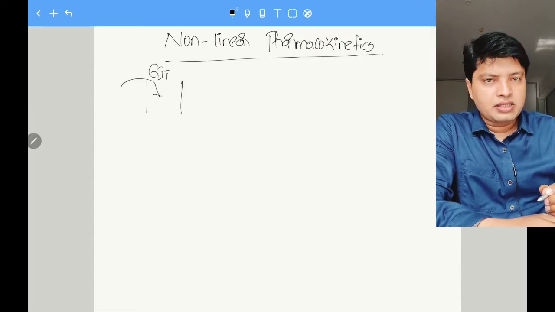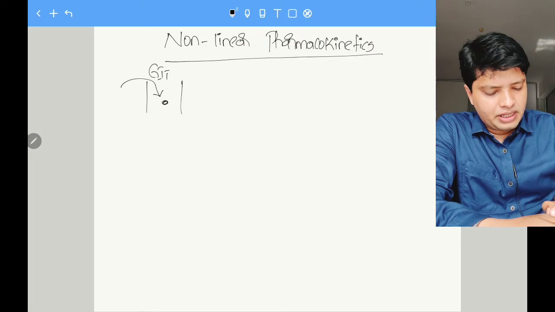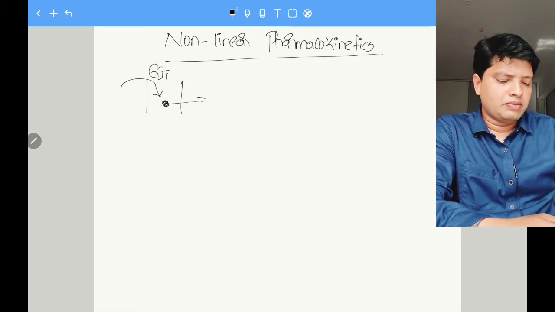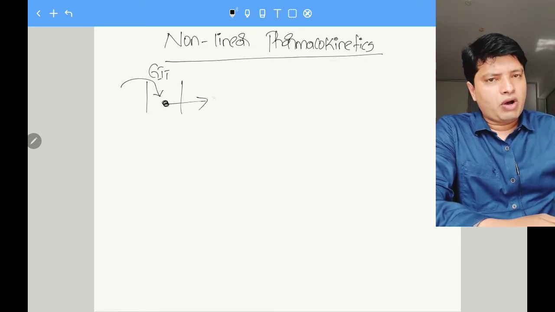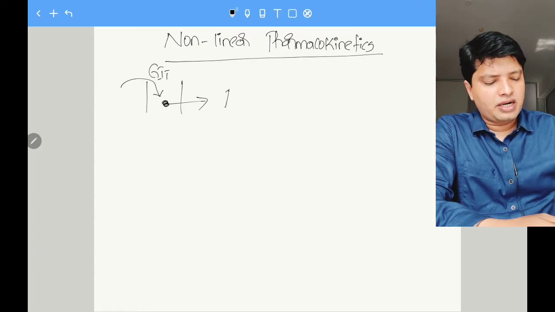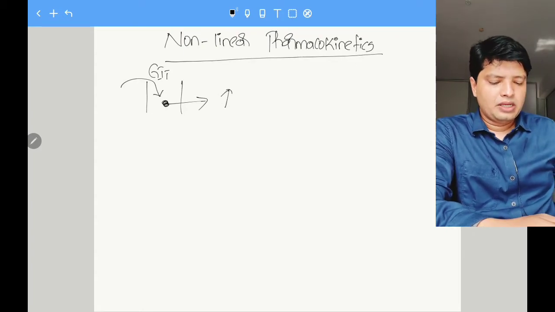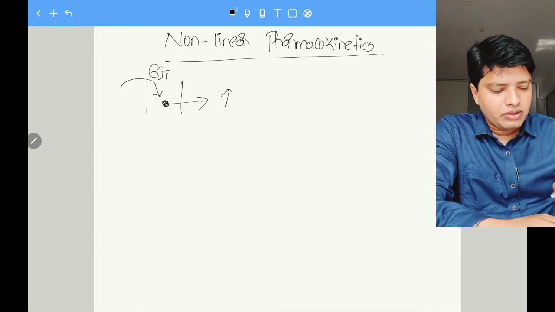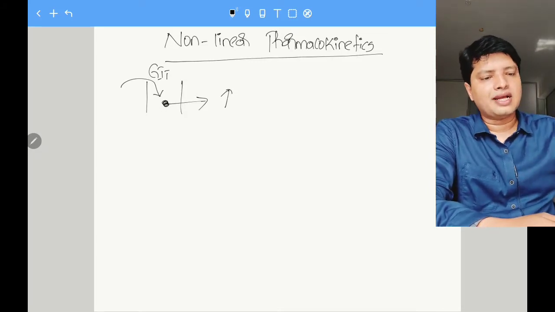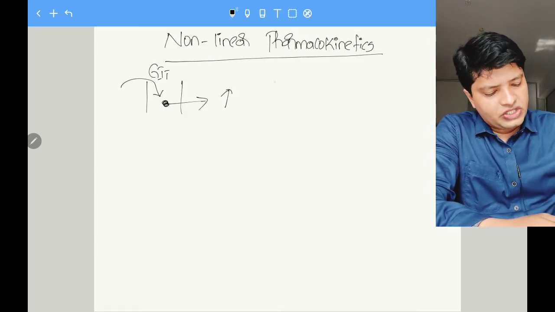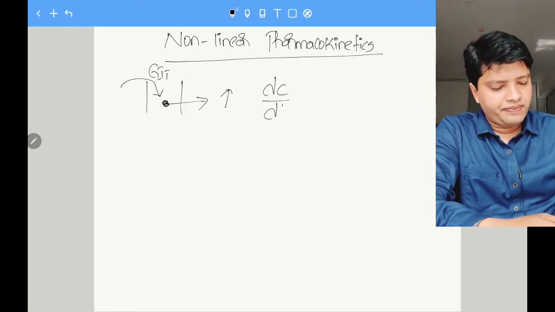Okay, I have given a drug, some tablet. So the drug is present here. It will get solubilized and it will start absorbing. So the plasma concentration of the drug will start rising slowly. From the GIT, the drug is absorbing into plasma and the plasma concentration is rising slowly. So there will be a change in plasma concentration.